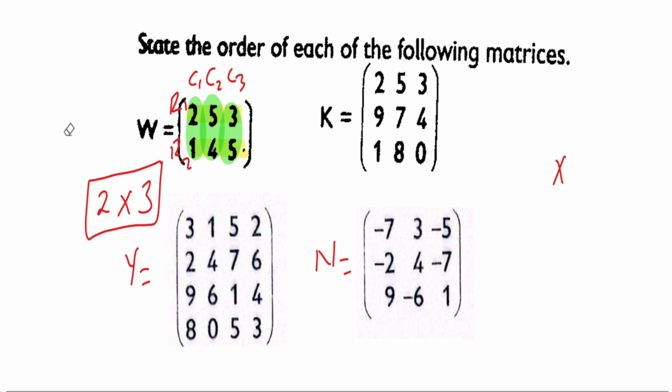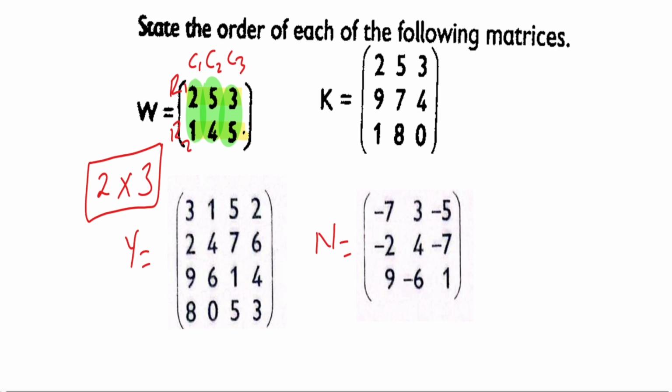For K, how many rows do you have? And how many columns? We have 3 rows. Row 1, row 2, row 3. So therefore, you'll start by writing the number of rows. Then we have 3 columns, column 1, column 2, column 3. So it's a 3 by 3 matrix. Now pause the video and try to do this by yourself.